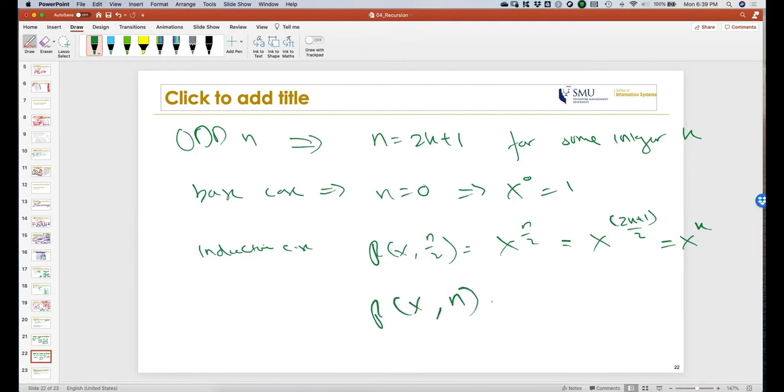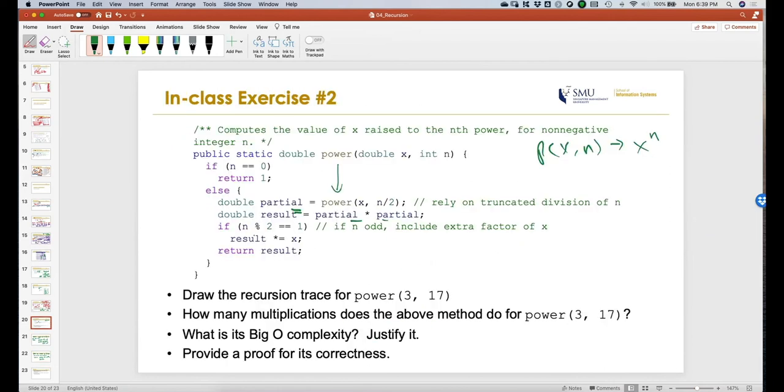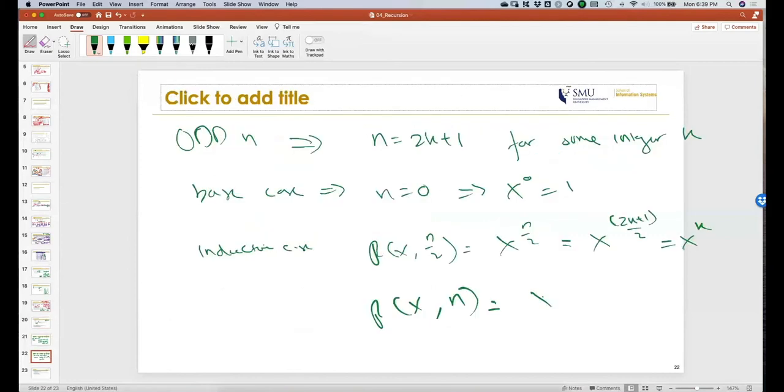Now, since this n is odd, there's going to be an extra multiplication. This is coming from this particular condition, n mod 2 equals 1, which means odd. I'm going to multiply it again. So in this case, I'm going to multiply x to the k with itself plus another multiplication of x. So then I have k and k and 1, right?